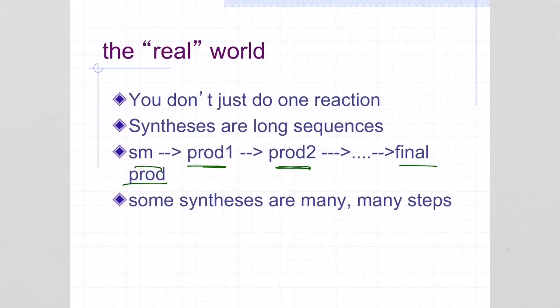One of the things to note about multi-step syntheses is you calculate the yield at each step, and you'll see that the more steps you have in a synthesis, even if you have a 99% yield at every step, that's going to decrease your overall yield of your final product. And some syntheses have very many steps.